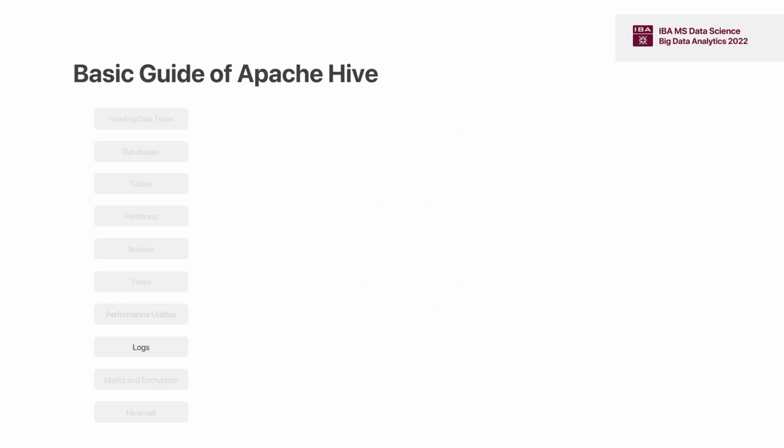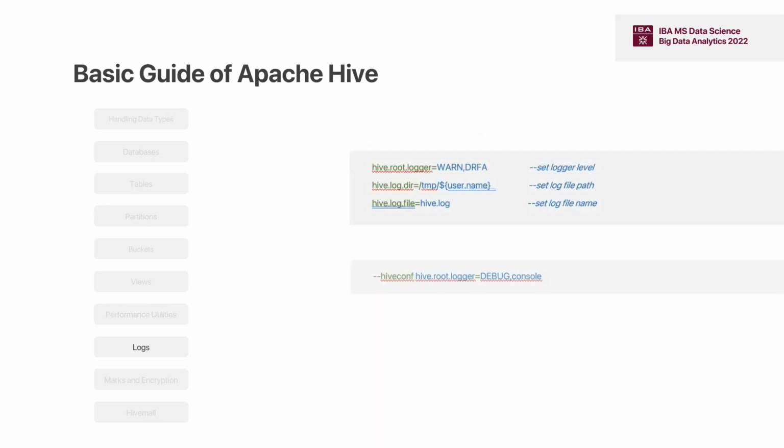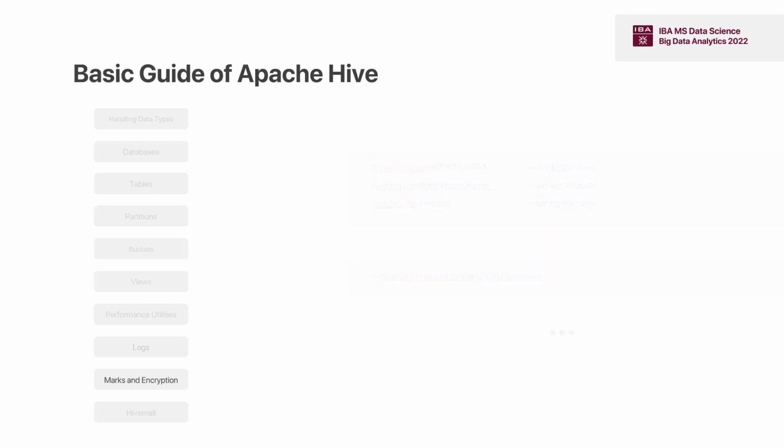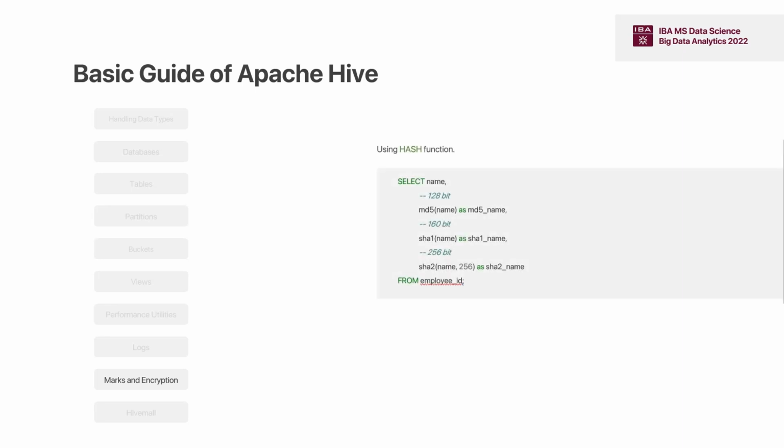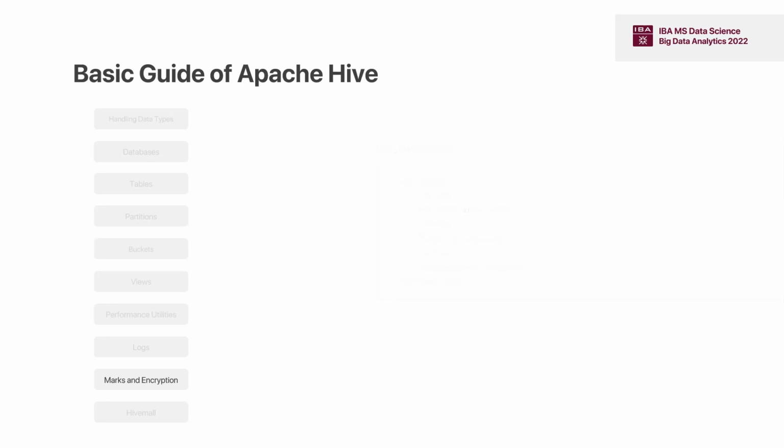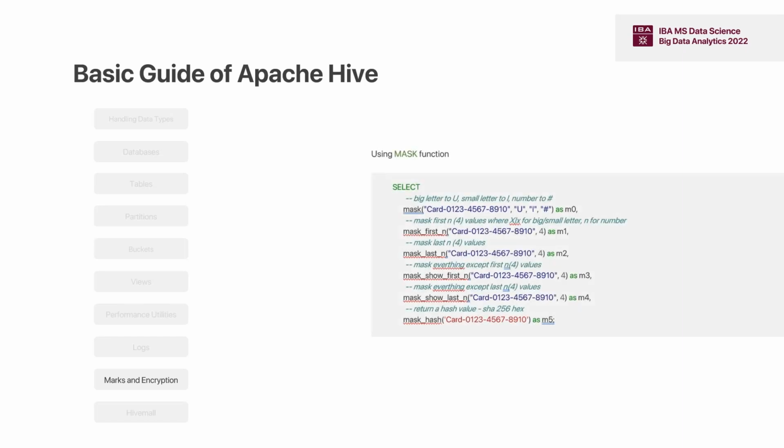In order to identify runtime problems and issues that may cause bad performance while running Hive, we have covered a separate topic named logs. For sensitive and legally protected data, such as confidential information, it is necessary to store data in encrypted or masked format. We have shown how to use the hash function and mask function to protect your information.